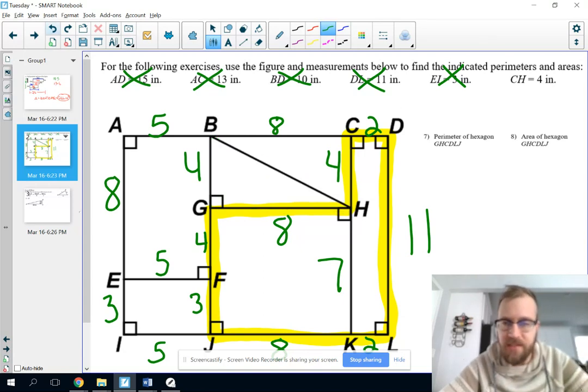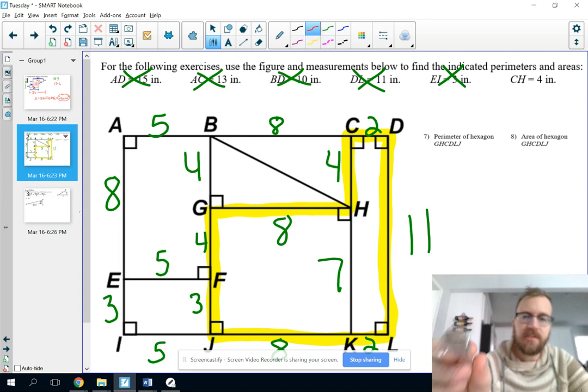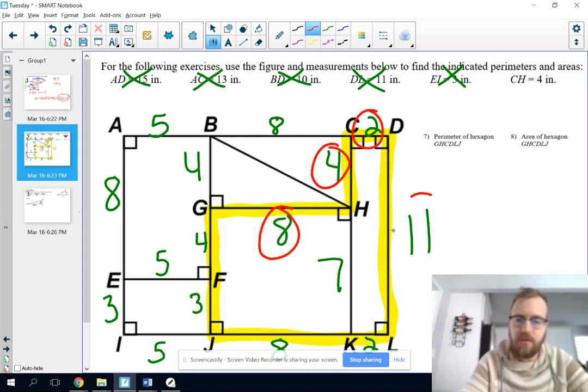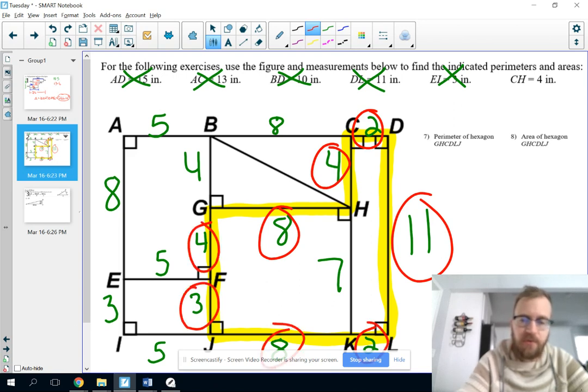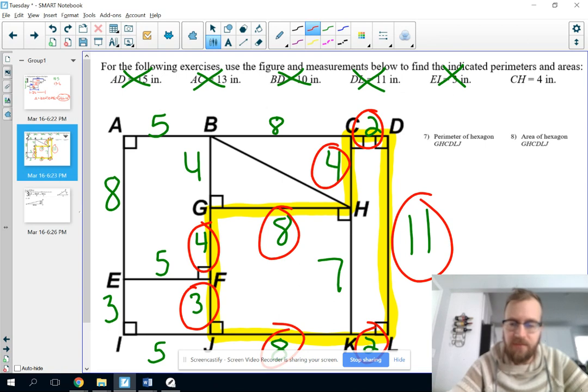So, final piece here, perimeter of hexagon, GH, CD, LJ. Perimeter is just adding up the sides. So we've got 8, 4, 2, 11, 2, 8, 3, 4. So add those all together, 12, 14, 25, 27, 35, 38, 42. We do have inch units here. So 42 inches for the perimeter.